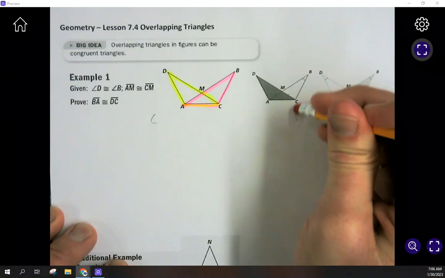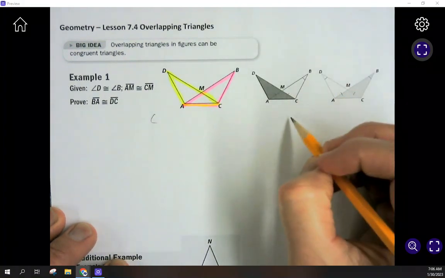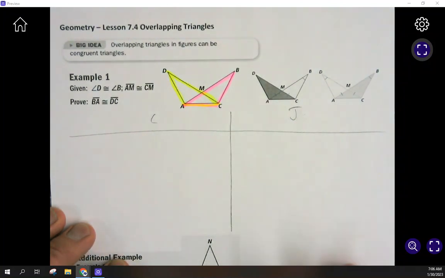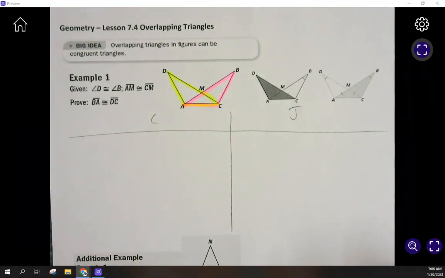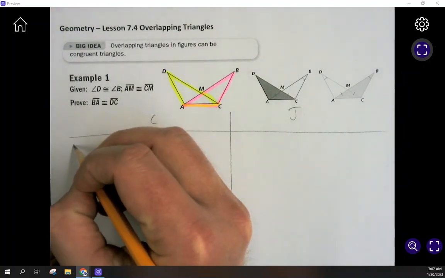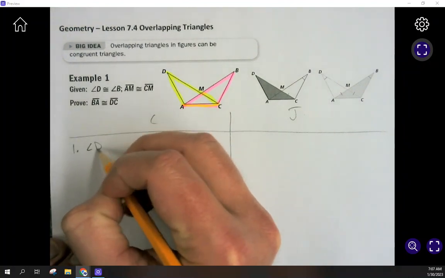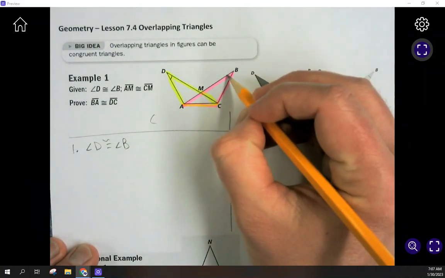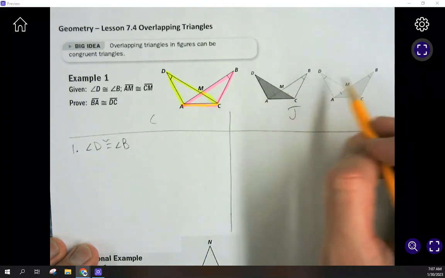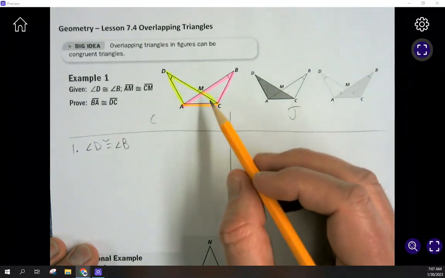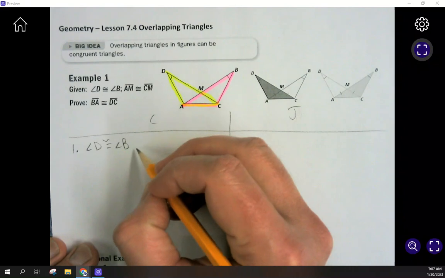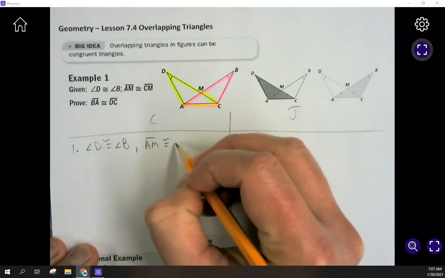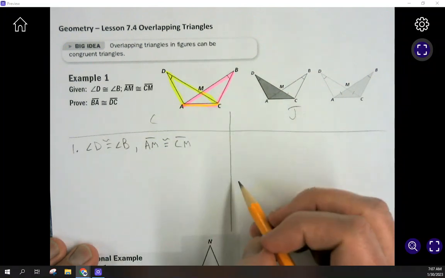Oops, I don't know why I put a P there. Let's first begin by marking stuff in the pictures that's been given to us, and then we'll run through this. So as we write the given down, let's mark it. So angle D is congruent to angle B, which is here and here. And you can see they've already got these marked here in this other picture. So I've already got one piece of information given to me there. That's nice. And now AM is congruent to CM.